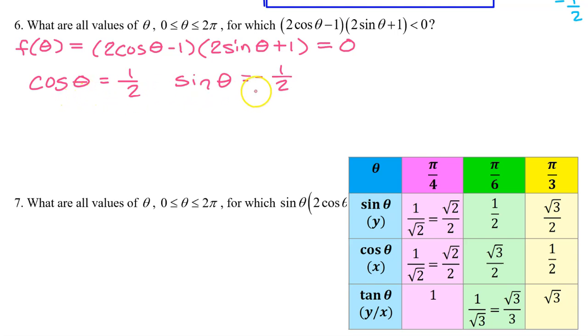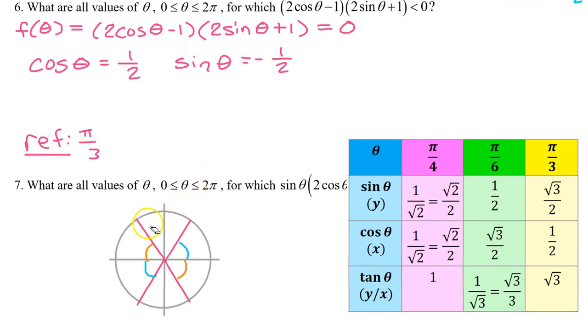Let's take these each one at a time. Back to cosine theta equals 1/2. I can find the reference angle involved here by asking myself the cosine of what angle is 1/2. We have memorized that the cosine of pi over 3 is 1/2. Therefore, pi over 3 is the reference angle. A reference angle is the angle between the terminal side and the x-axis.